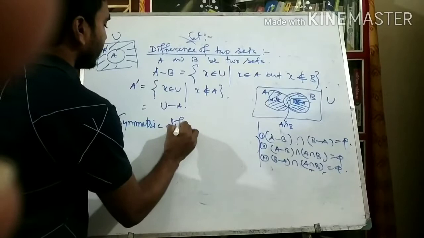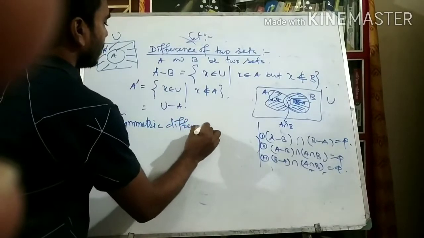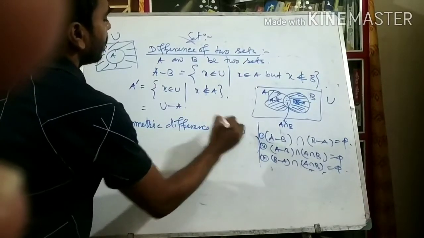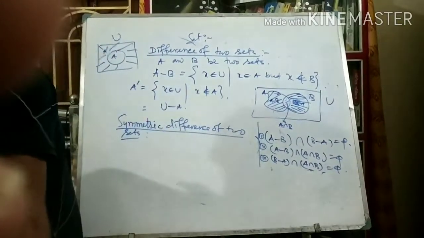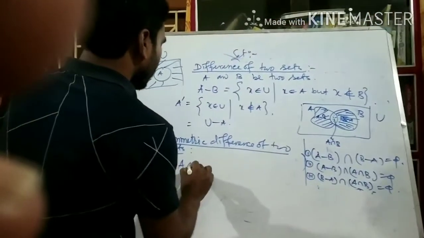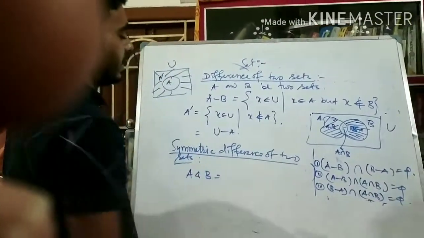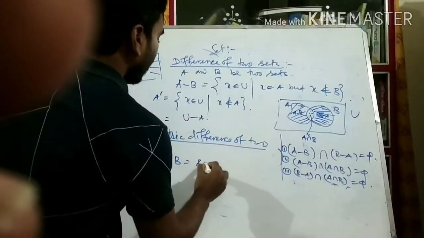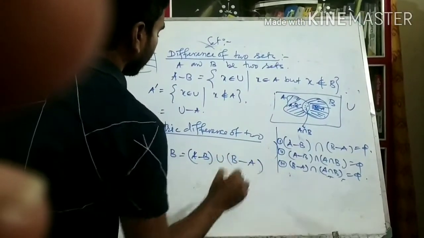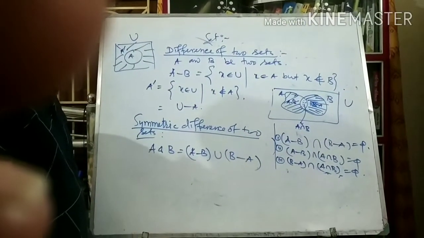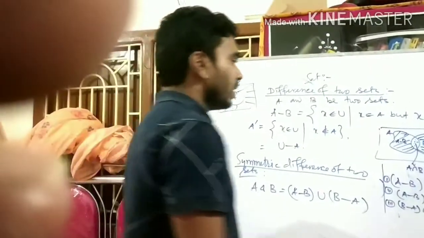Okay. There is another operation called delta operation or symmetric difference of two sets. Okay, what is this? A delta B is equal to A minus B union B minus A. So this is the definition of symmetric difference, delta. Okay.